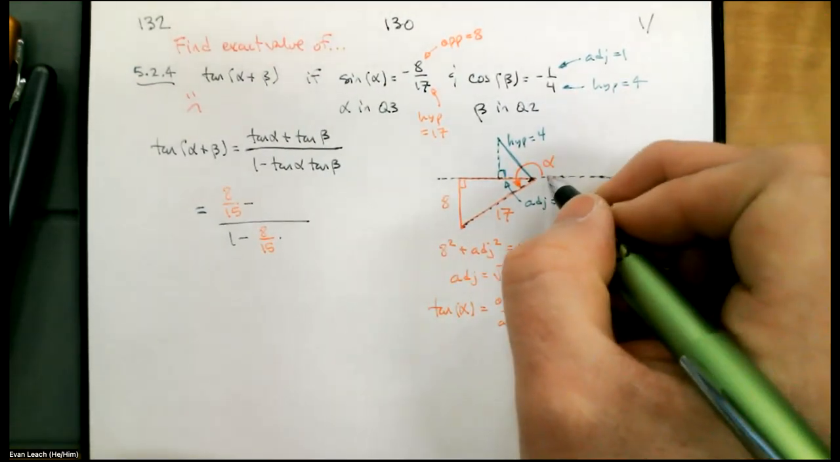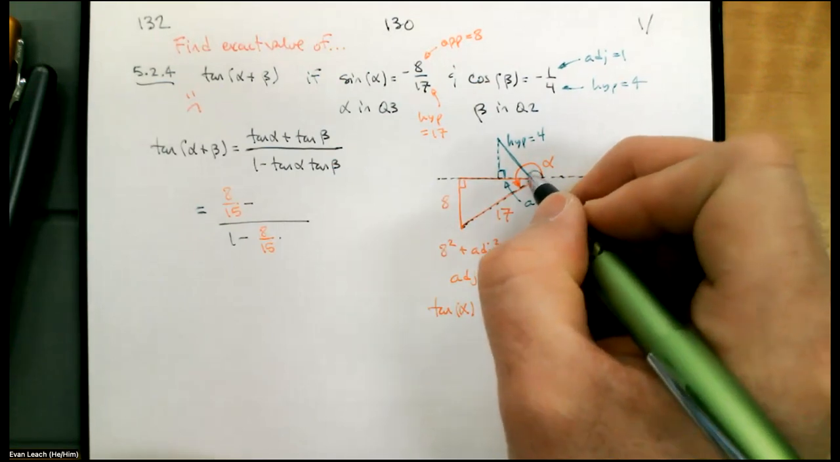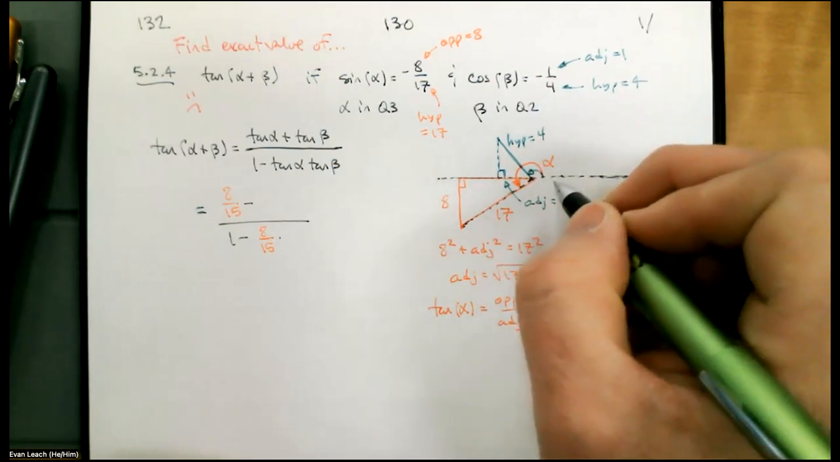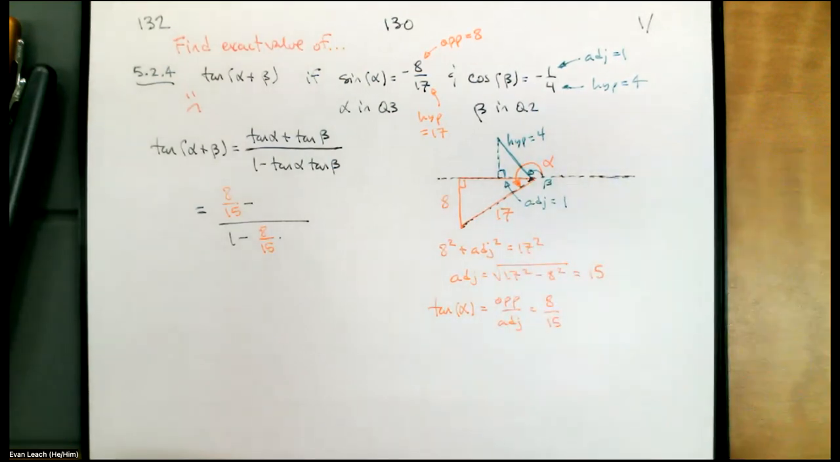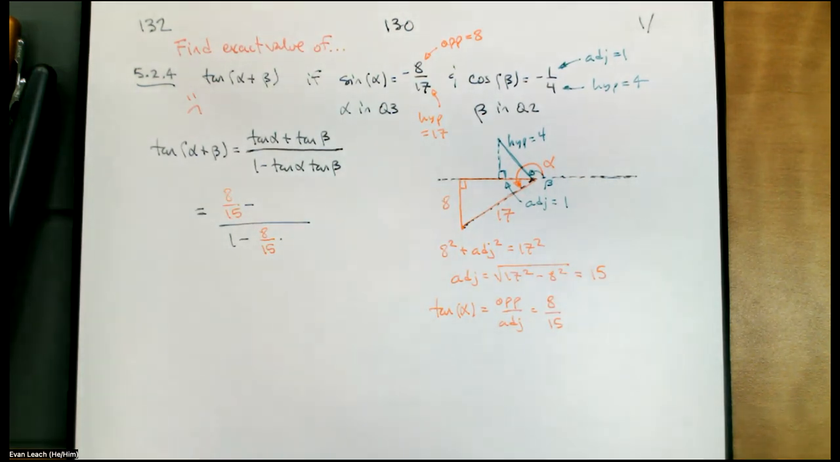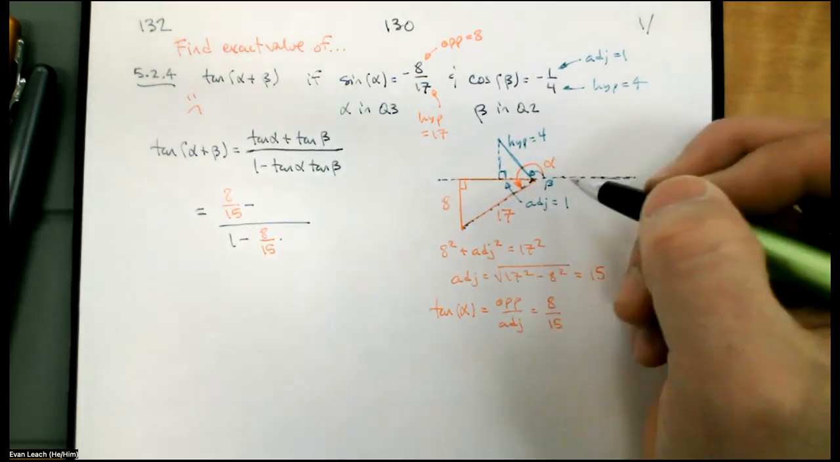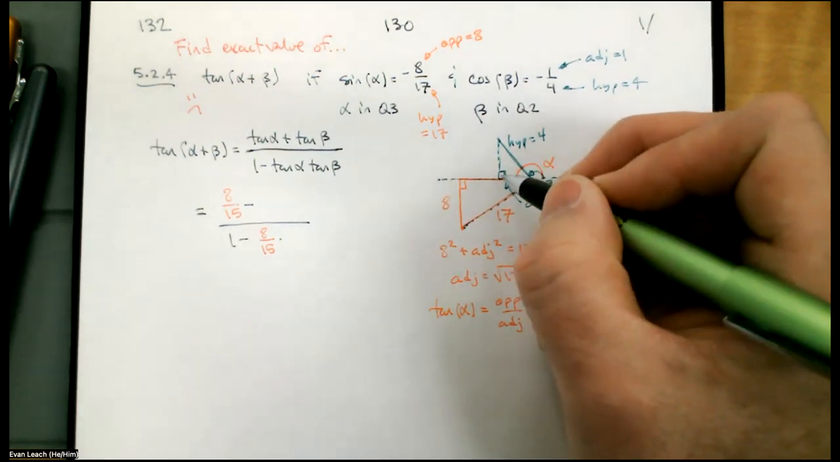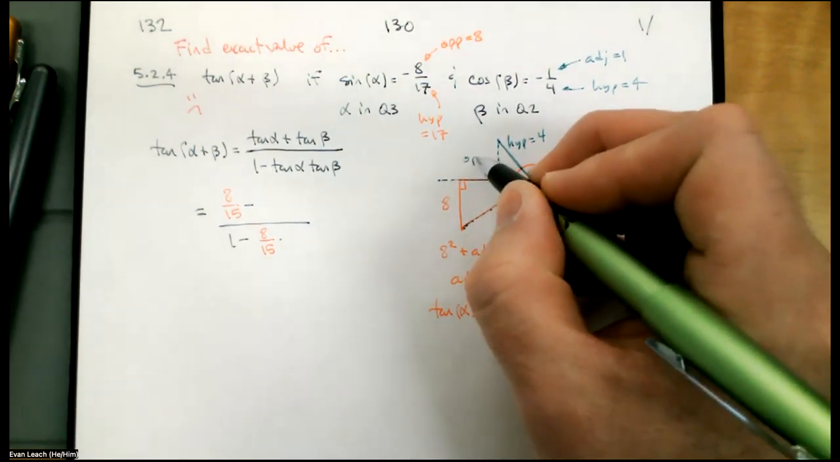And I don't have a good place to put beta. Before I start writing this down, I'll do beta first because it's in quadrant 2. It'll be fine. It wasn't fine. So I'm going to take the adjacent side, and I need to figure out the opposite side for beta. I need to figure out the side opposite beta.